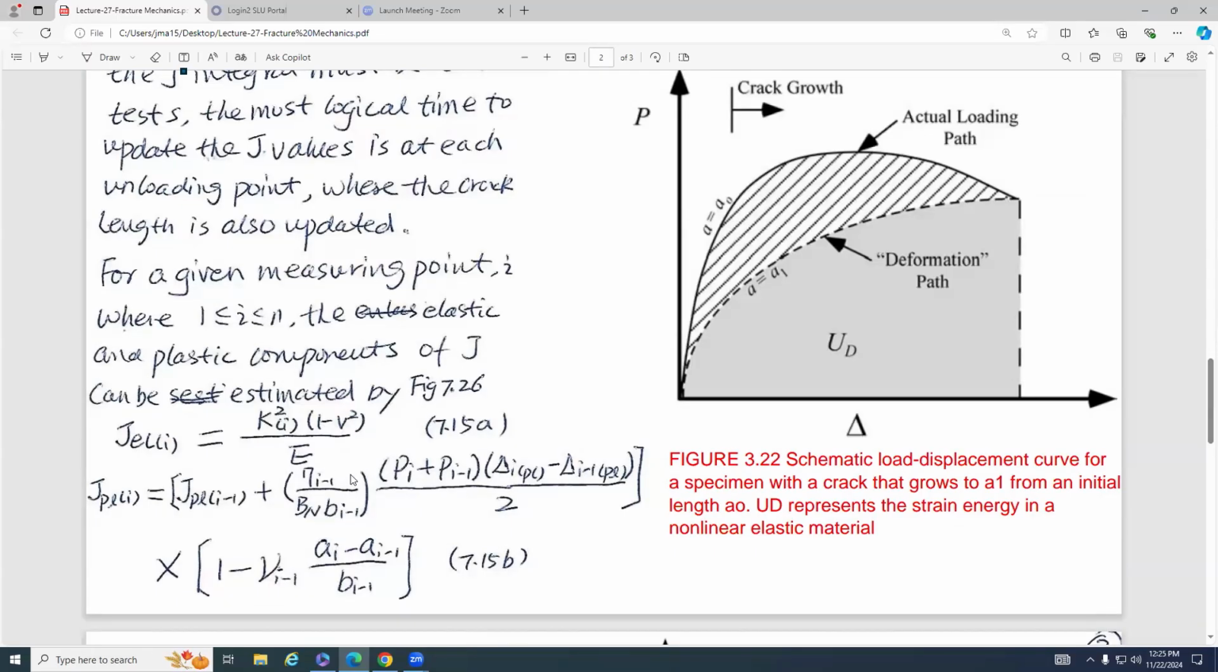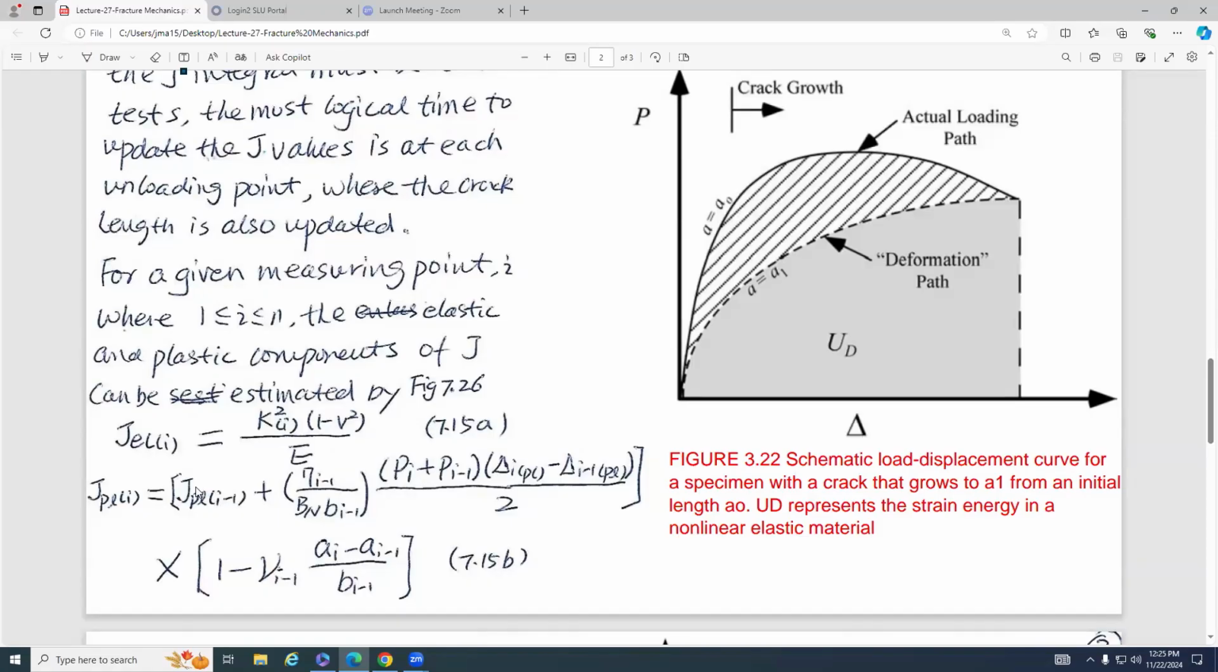Keep in mind, this is the plane strain condition. So this means it is a thick plate. Okay? Whenever we do the experiments, we are supposed to use thick plates instead of thin plates. So this is Equation 7.15a. As we get this elastic J, we can calculate the plastic J based on the history, because the i minus 1 is for the previous step, for the previous point.